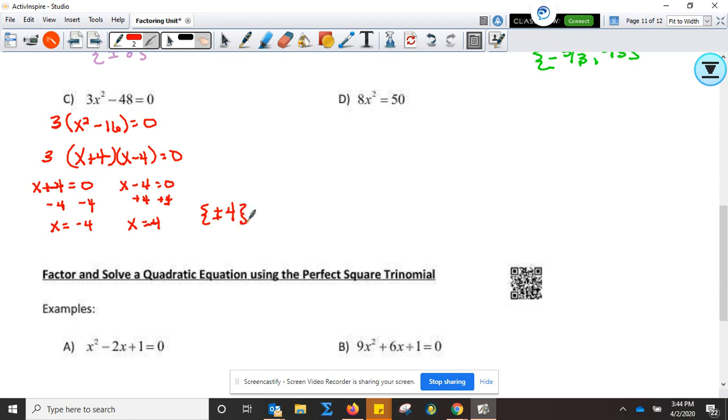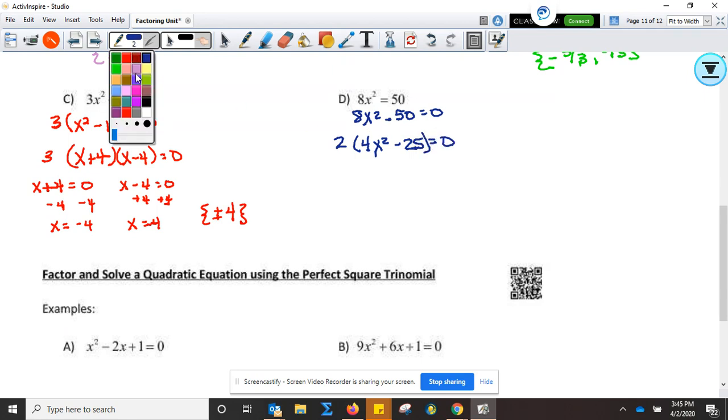All right, now the next one. I hope you've already completed it. I'm going to start by subtracting that 50, and I get 8x squared minus 50 equals 0. I'm going to GCF a 2, 4x squared minus 25. Okay, that's a difference of two squares now, so I'm going to go ahead and factor that. I have 2x plus 5, and 2x minus 5. And it's equal to 0.